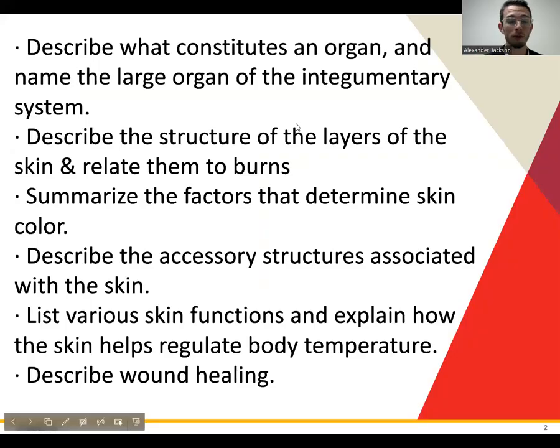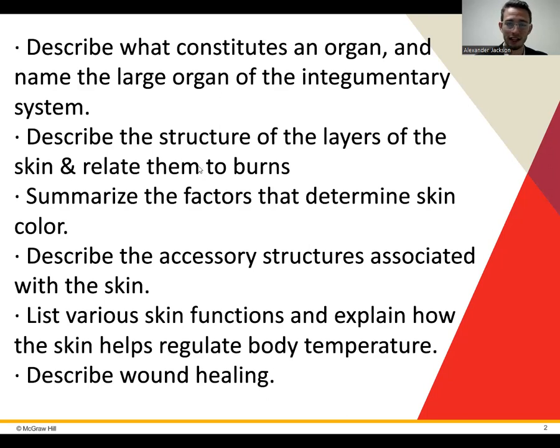Okay, so today we're going to be going through several different learning objectives. Think of these as kind of the study guide of this whole presentation. So we're going to talk first about what an organ is, because this is the first organ system we're going through as a class. And then we're going to name the biggest organ of this integumentary system, which is the skin.